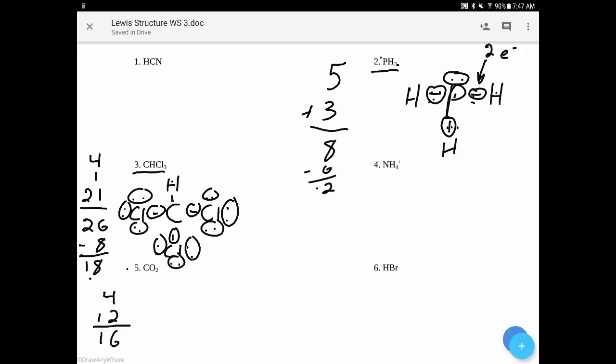Okay, now, same situation. Carbon goes in the middle. Oxygens go on the outside. We connect them. So now we have used 4 valence electrons, so we're back down to 12 valence electrons. So now we're going to distribute them around, okay? It's usually best to start on the outside. So we're going to go 2, 4, 6, 8, 10, 12.